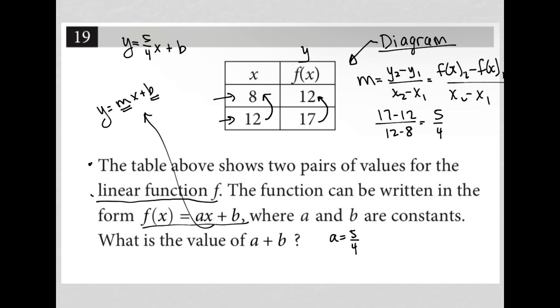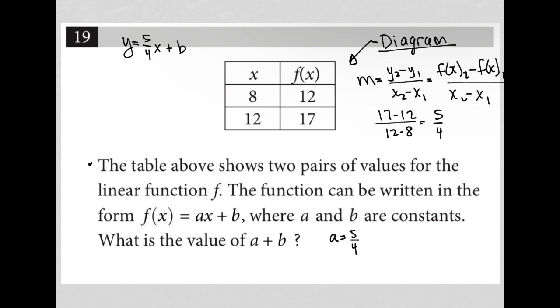I can now plug one of these ordered pairs into the equation to figure out what the missing b is. So I'm going to use the first one, 8 and 12. This tells me that when y is 12, x must be 8. So I'd have 5/4 here and an 8 here, and then my plus b. To simplify this, I'm going to cross cancel. 4 goes into 4 once. 4 goes into 8 twice. This becomes 12 equals 5 times 2, which is 10, plus b.